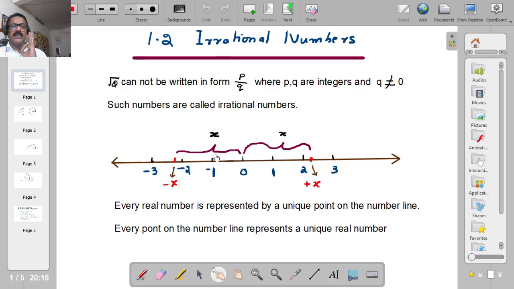That is, to every point to the left side of the point 0 on the number line there is a unique real number associated with it, and that unique real number is equal to -1 times the distance of that point from the point 0. I think you have understood this.